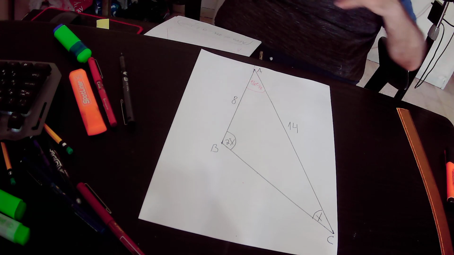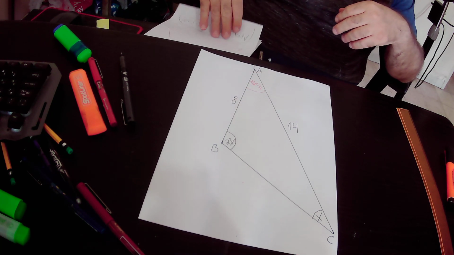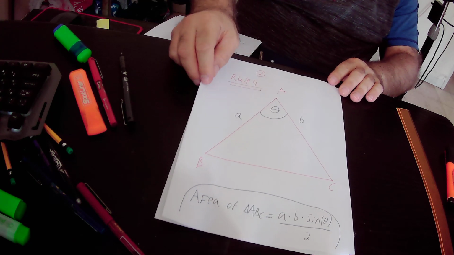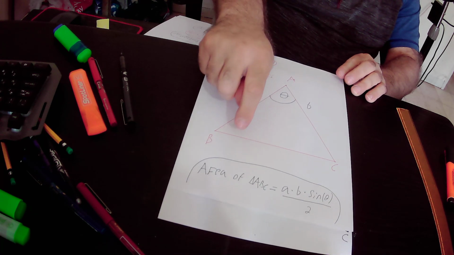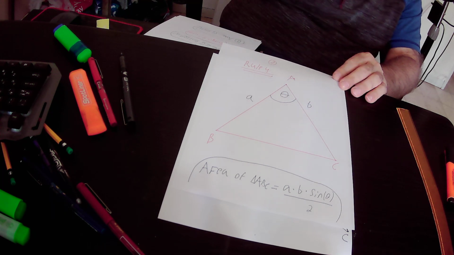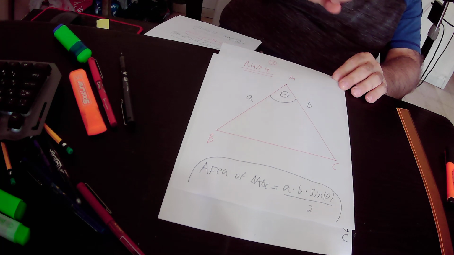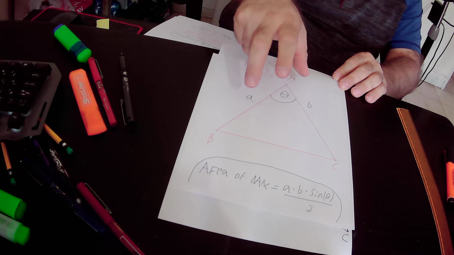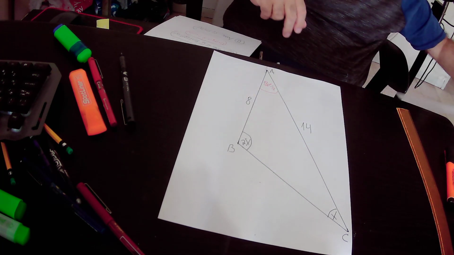Then I presented to you a new formula for the area of any triangle, that is actually rule number 4. According to rule number 4, the area of any triangle equals A times B times sine theta over 2. Theta is the angle between side AB and side AC of the triangle. So we implemented this formula in order to find the area of our triangle ABC.